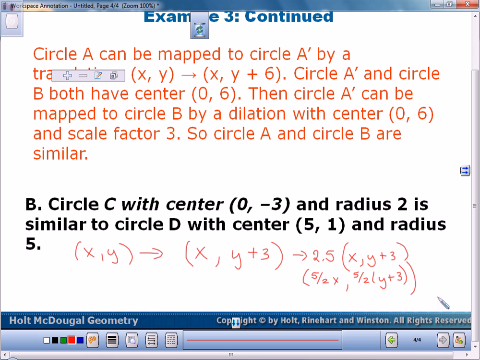All right, and then how would we shift it back to (5, 1)? We'd have to add 5, and then add 1. Woo, that's ugly, isn't it?